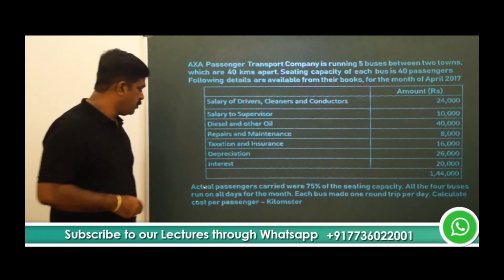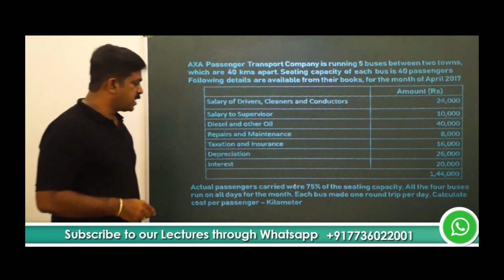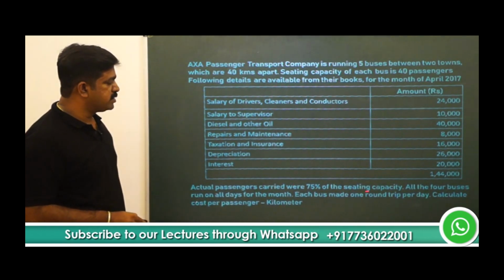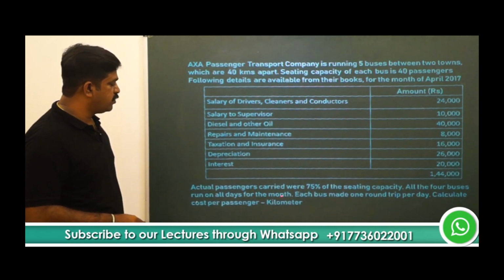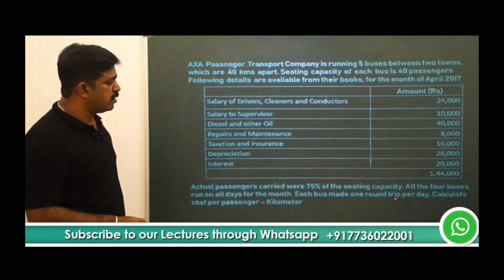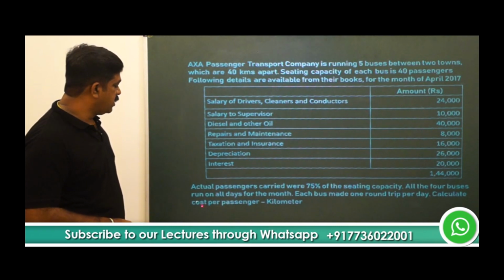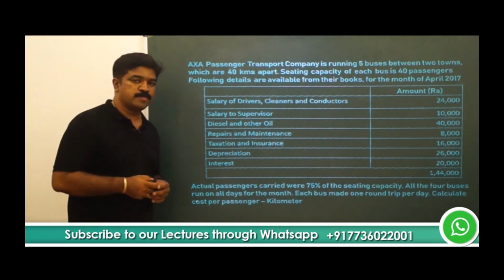These details are available. Actual passengers carried were 75% of seating capacity. All the 4 buses run on all the days for the month. Each bus made 1 round trip per day. Calculate cost per passenger kilometer.